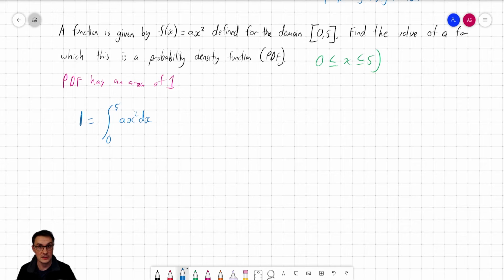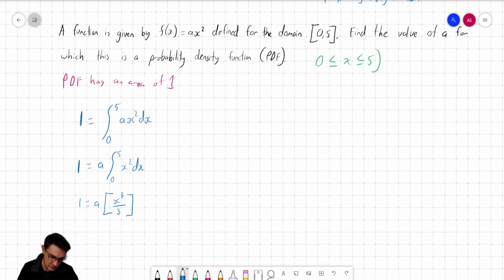As I work through this, I'm able to factorize a little bit to make it easier. I'm going to take a outside of the integral because it's a constant value, whatever it may be. We just don't know it yet. That's what we're trying to find here. And I'm just going to integrate x squared. So x squared becomes x to the power 3 over 3, between 0 and 5.